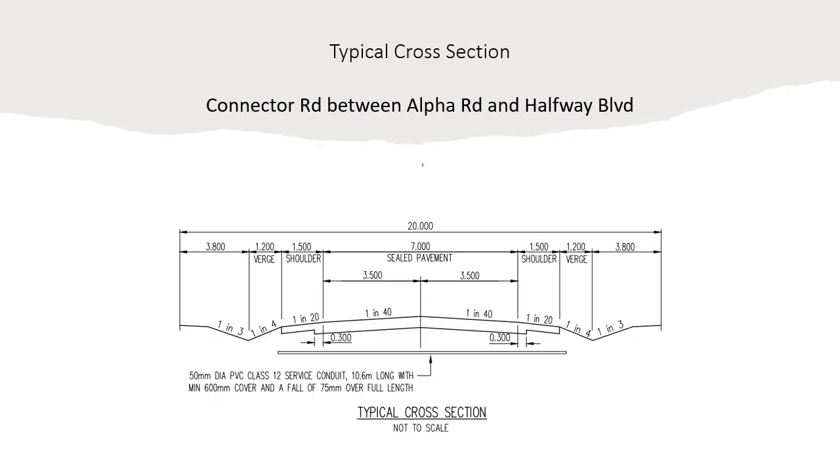So here is the typical cross section of the connector road between Alpha Road and Halfway Boulevard. We will be sticking with the components here to discuss further what is involved in the construction as we move forward. Steel soldier, spray seal surface, granular base and subbase, subgrade materials, open drains, verges, and adjacent wetlands are the major components here in this typical cross section of the proposed road construction.